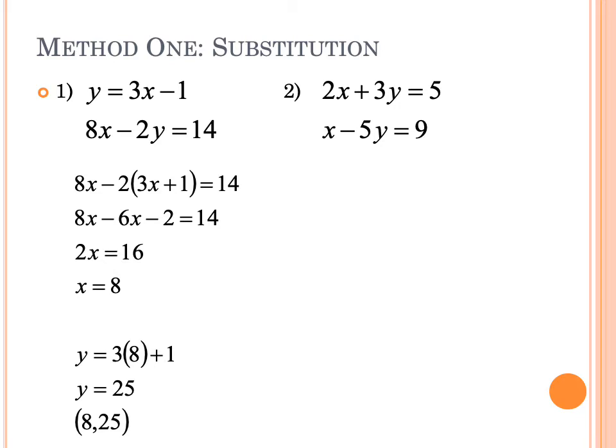Now, while I did say there's 4 different ones we can use, the easiest one is going to be, I believe, that x in the second equation. Because it's already down to 1x, all we've got to do is move that minus 5y over to the other side, and then we can do our substituting.